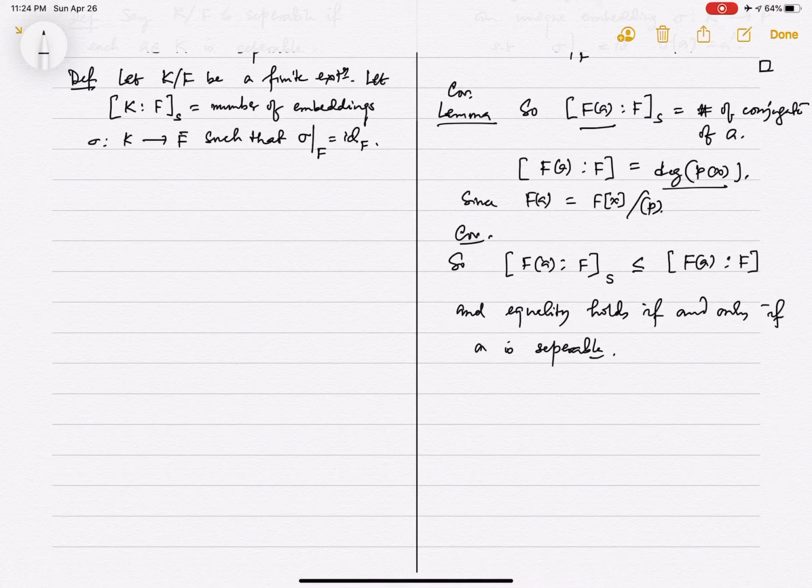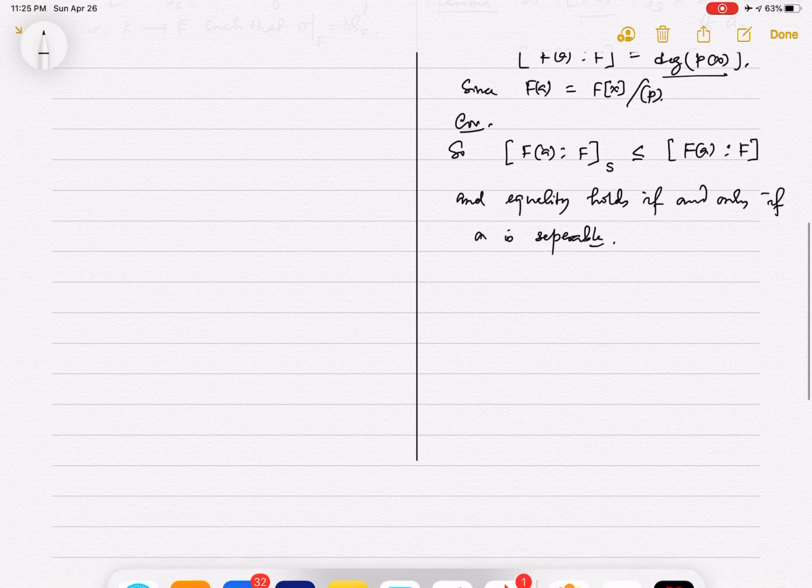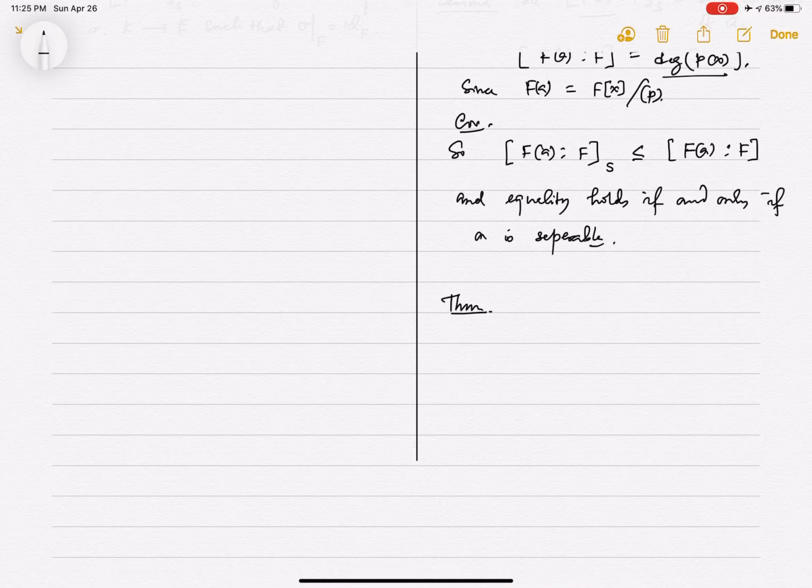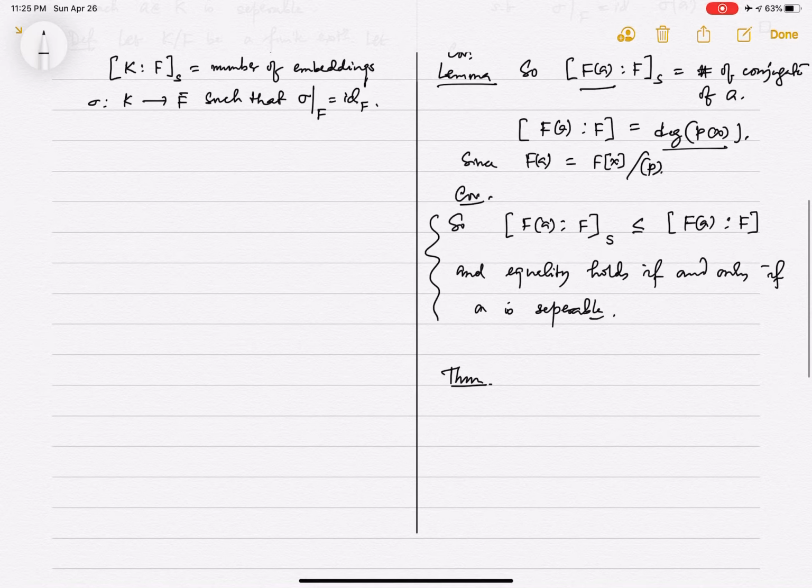So this gives you essentially another way to compute the degree by computing the number of these embeddings, at least in the separable situation. So in characteristic 0, for example, the degree of the extension is equal to the number of these embeddings, which seems like a rather abstract thing, but it will become useful. And the theorem that we want to state, not prove completely, is that this statement that we have here for this kind of extension, F(A) over F, actually holds for any algebraic extension.